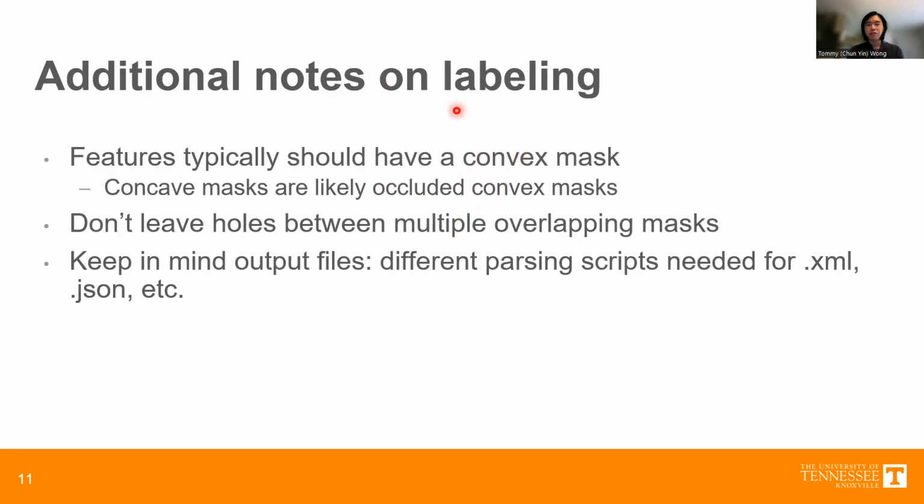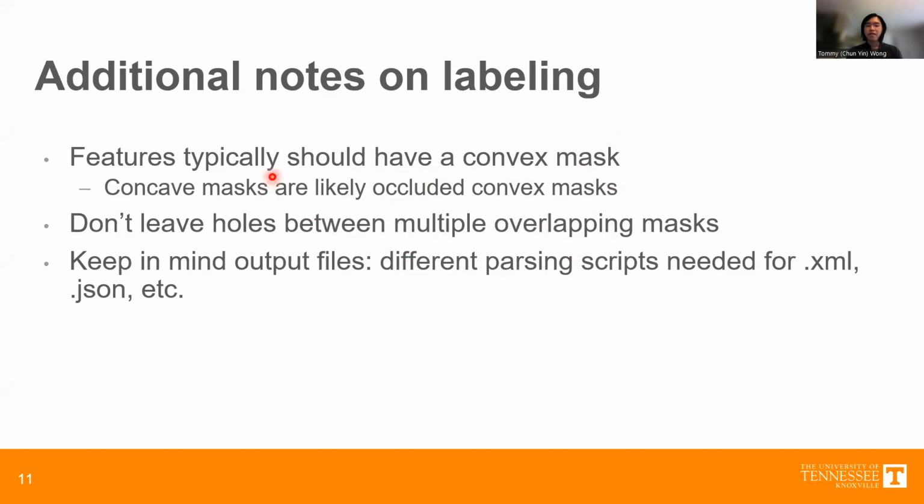So it might be just overlapping objects, and depending on the network you use, you either want to identify two occluded objects as one single object or overlapping objects, or you want to identify them separately as two convex objects. And don't leave holes between overlapping masks unless you actually see them, because the network just performs better if you have one nice big object.